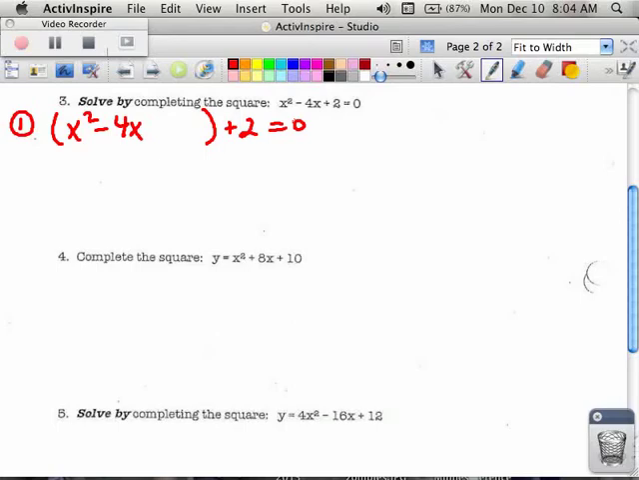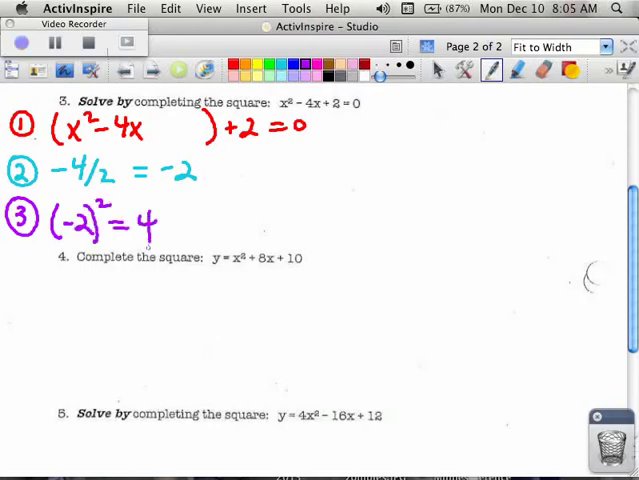Now this changes things a little bit because now I have an equation, but I'll do it the same way as in the past so it doesn't get too confusing. What was step 2? Take the middle term, divided by 2. Middle term is negative 4, divided by 2, and I get negative 2. Step 3, square it. So I take that negative 2, and I square it, and I get 4.